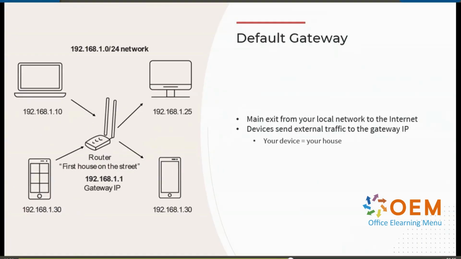Think of it like this: your device is a house, the network is your street, and the gateway is the gate to the outside world. Every device is assigned a gateway IP, often the router's address, like 192.168.1.1, which is typically the first usable IP in the network. All devices in the network know to send external traffic through this first house on the street.